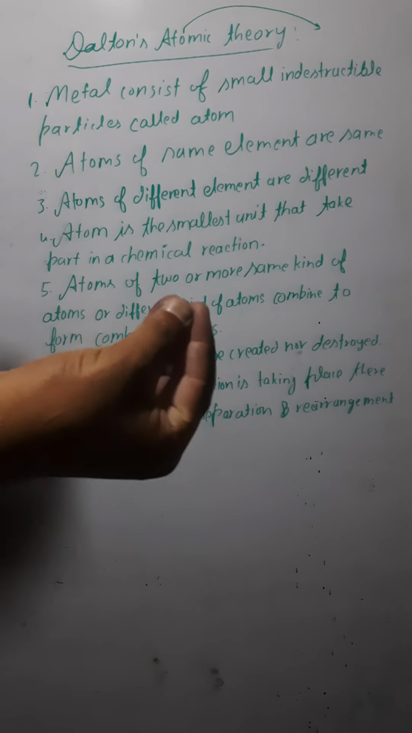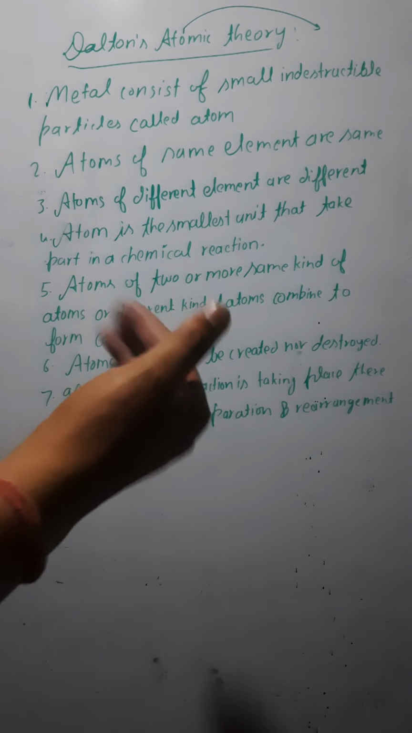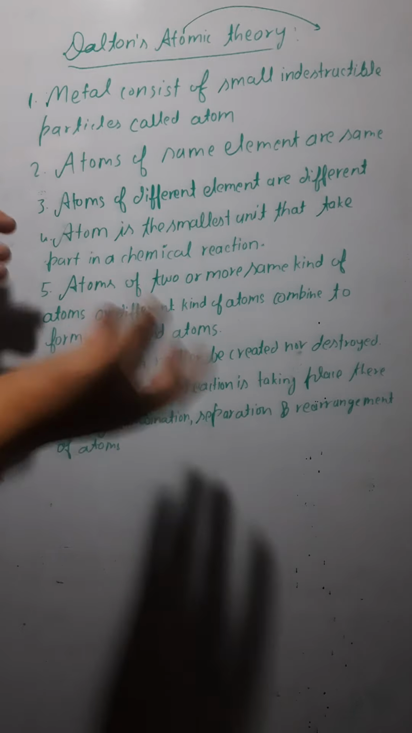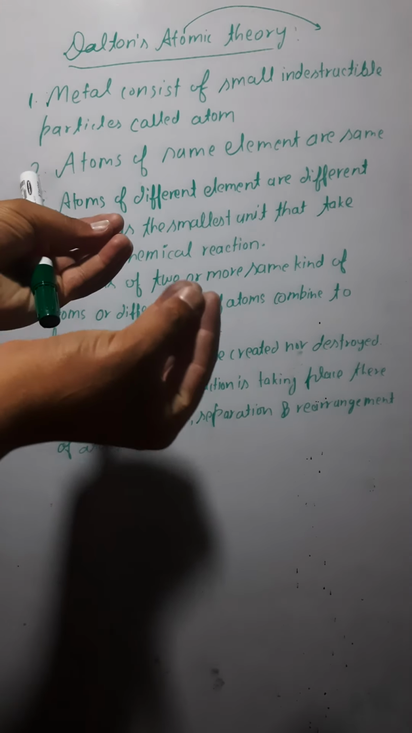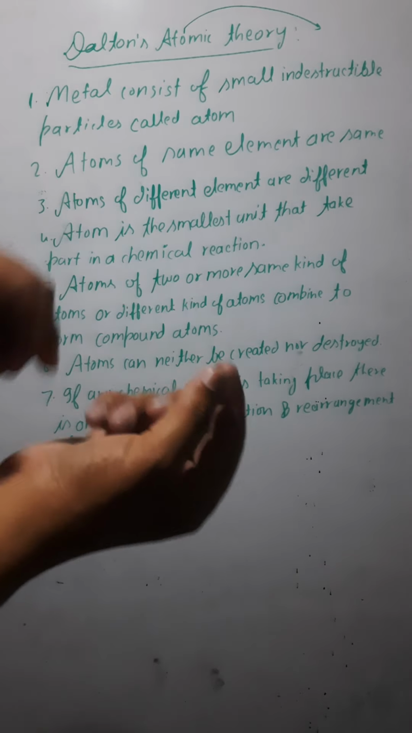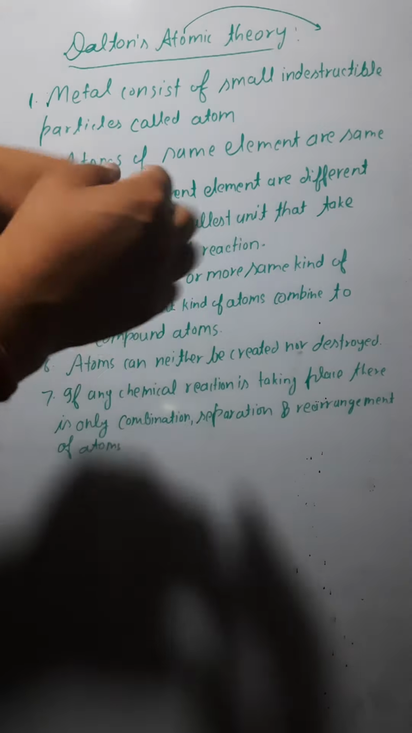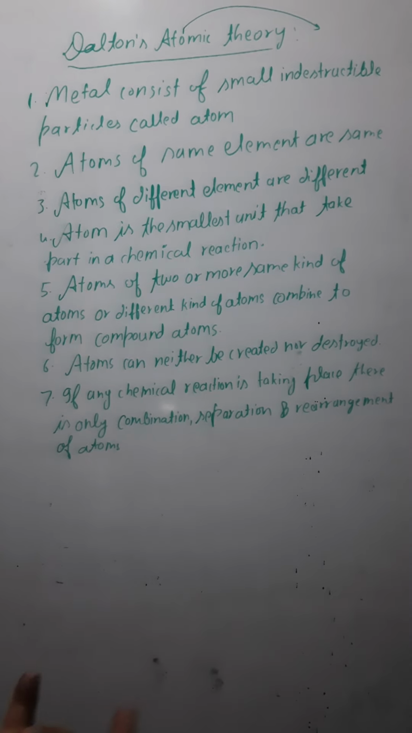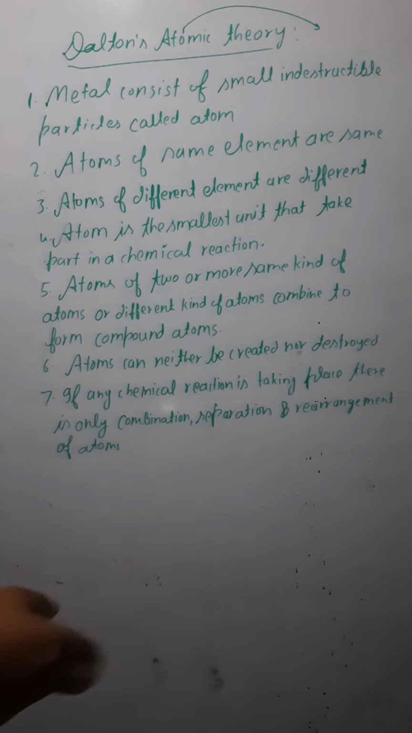A compound atom is formed when atoms of the same element or atoms of different elements combine. Compound atom is also known as a molecule now. The smallest unit is the atom, so when atoms join they form a molecule, and when molecules join they form bigger compounds, isn't it? So when atoms of the same kind and different kinds join together, they form the compound atom.